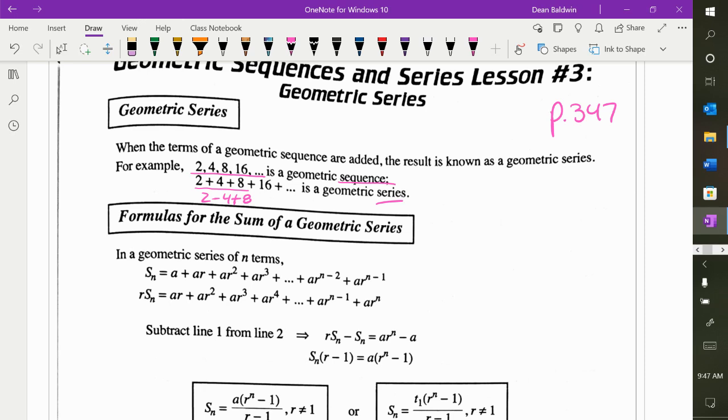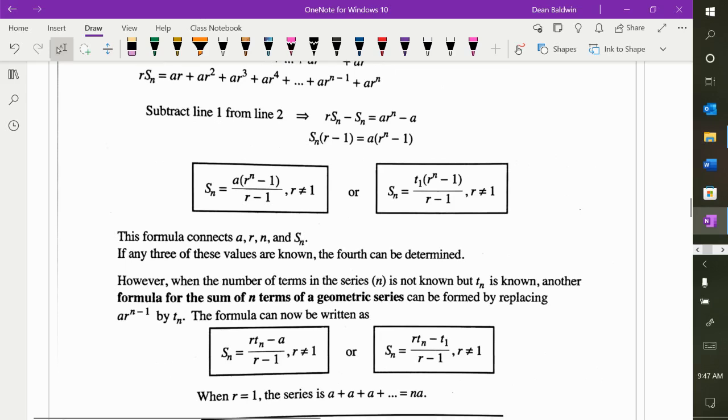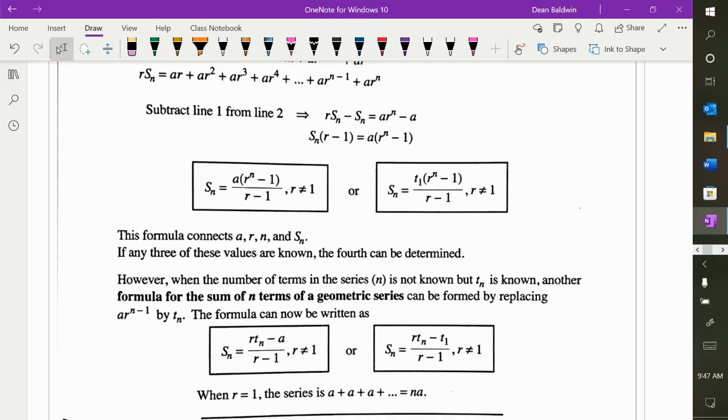Now, I'm not going to go through how you get the summation formulas. If you want to know, come up here, I'll show you how they do it. But here are the 4 summation formulas. There's really only 2. These 2 are the same here. They just use A in this one and T1 in that one. Obviously, I prefer the ones with A.